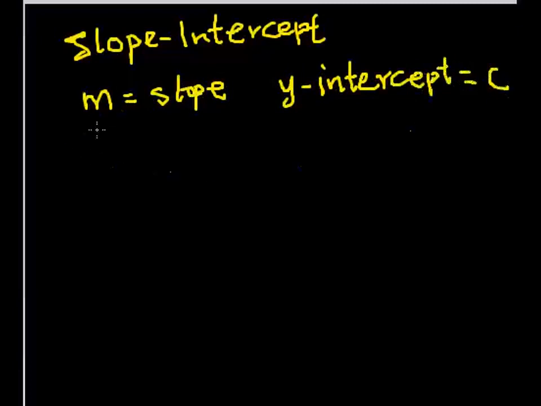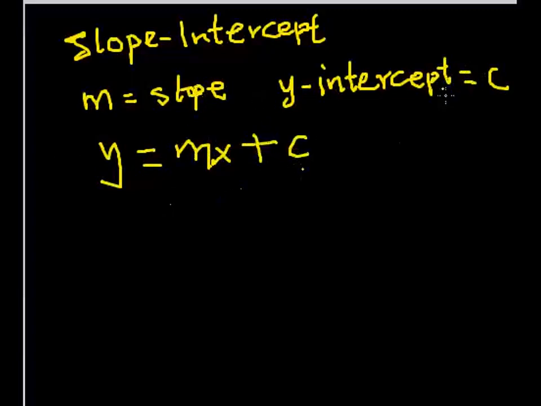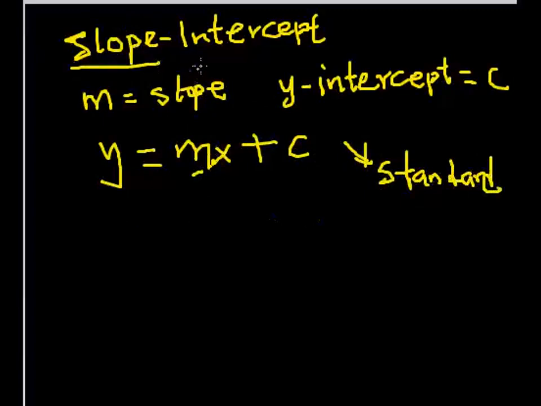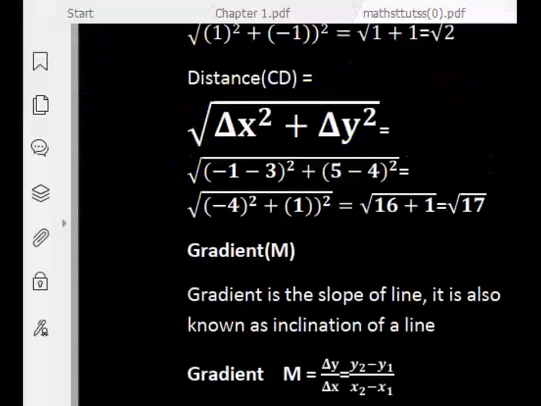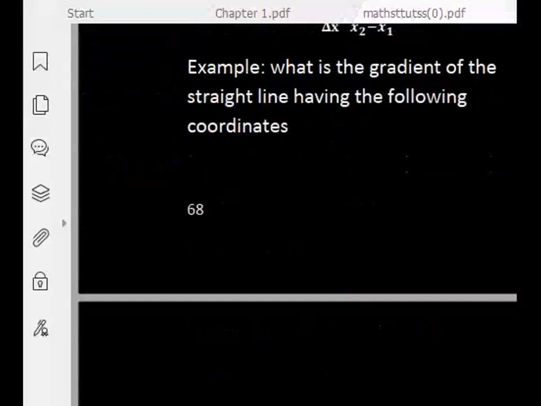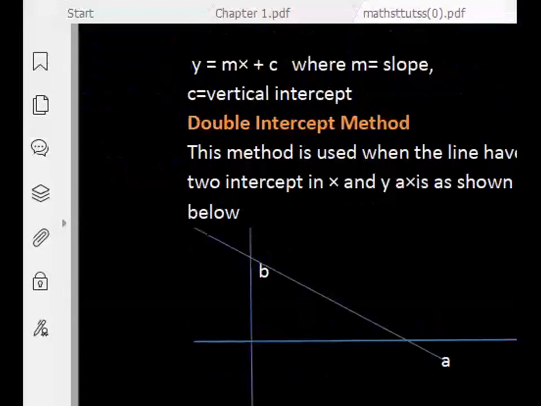So the general formula for the slope intercept method is y is equal to mx plus c. m is the slope already, c is the intercept. Please take note of that. So this is really standard. Anytime you are asked to convert any expression into a standard equation, it is always in the slope intercept form.